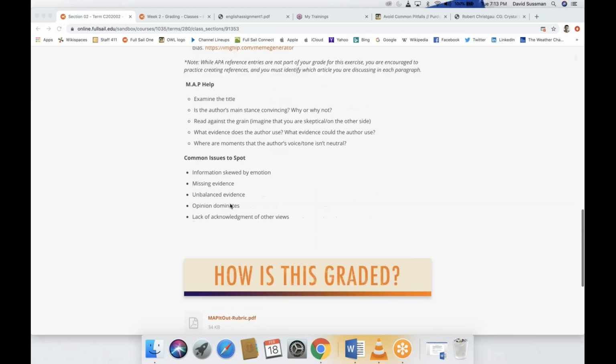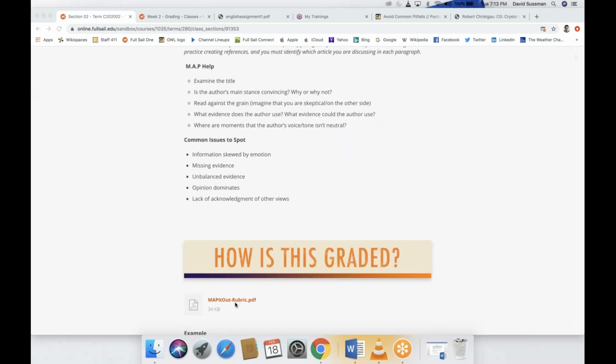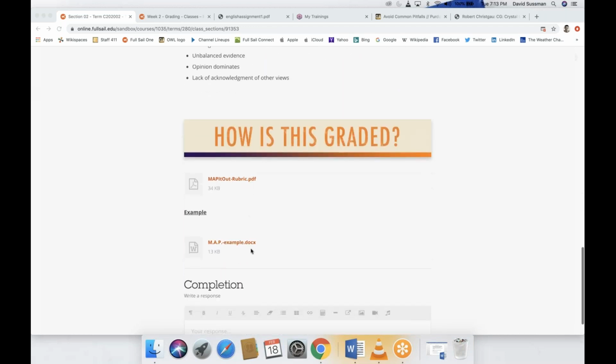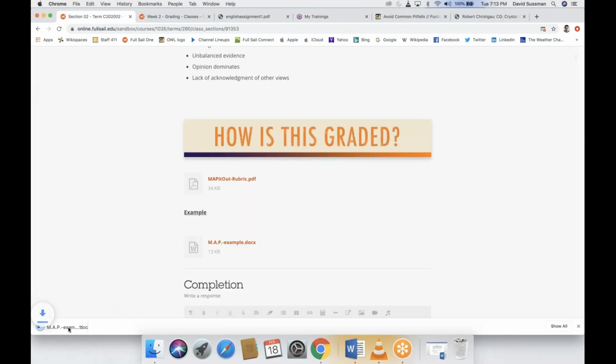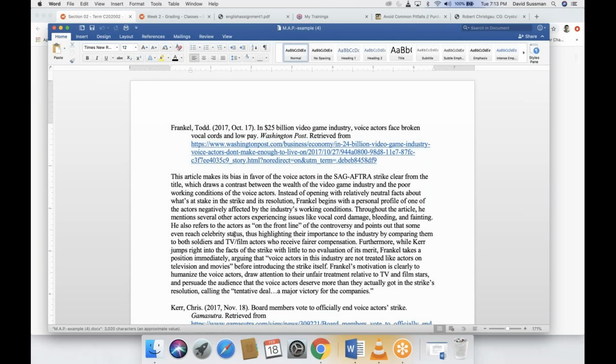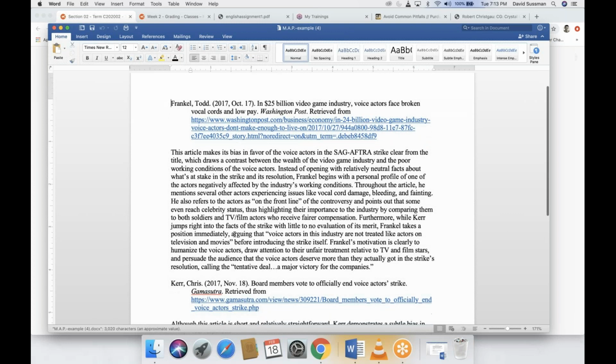And you do have an example. Let's see, that's the rubric. Here's the example. Now, obviously, this example is not in any of the articles that are actually an option, because then people would be tempted just to imitate what the person said.